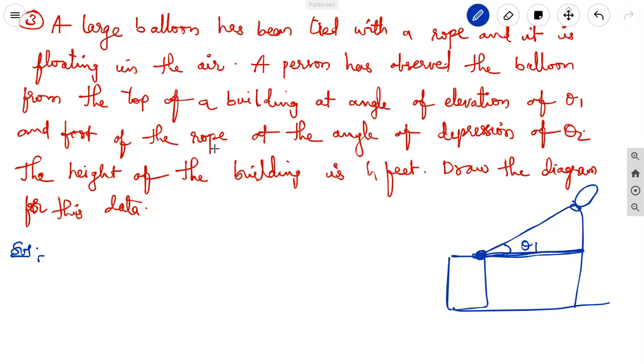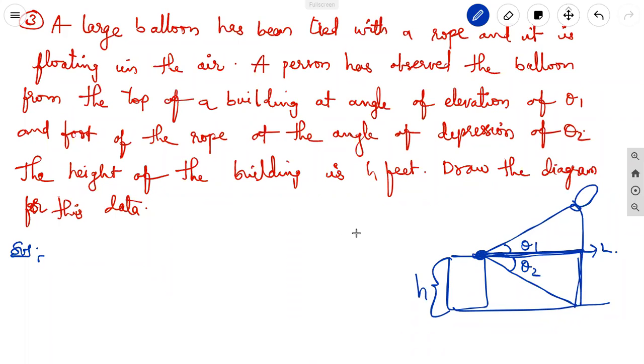Next, the foot of the rope is at the angle of depression of theta 2. This is nothing but theta 2. This is the depression, and this is the horizontal line. And this is the foot of the balloon rope. So the height of the building is h feet. This is the h feet. Draw the diagram for this data. Okay, this is the diagram.